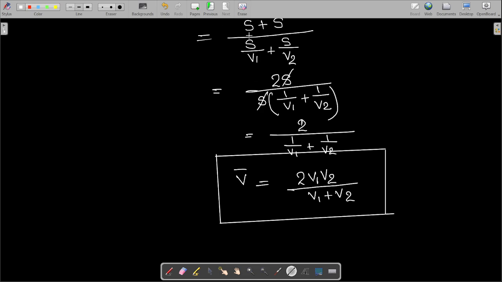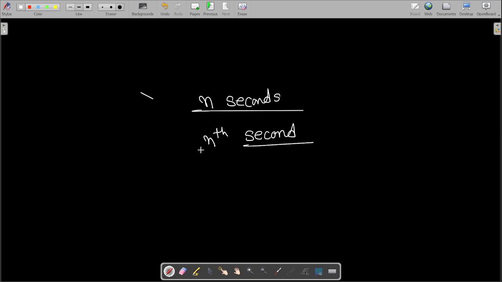Now see, a very important formula of the kinematics. First of all, do you know the difference between n second and nth second? Do you know the difference between the two? Anyone? Okay, let me explain this.